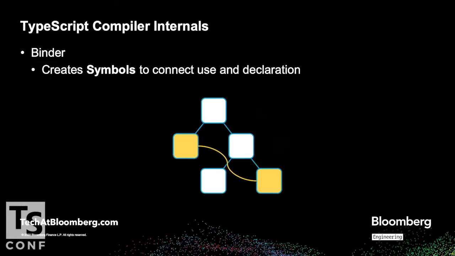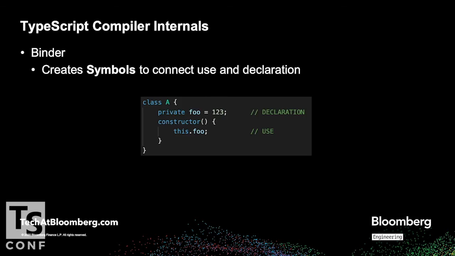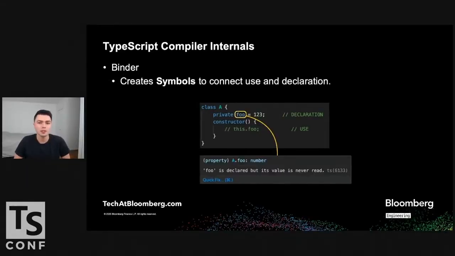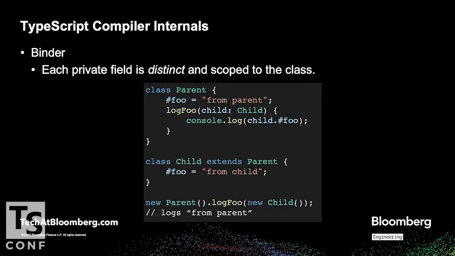The next phase of the compiler is called the binder. The binder creates symbols which connect the usage of something to its declaration. Symbols also contain information about the type of a declaration. So in this example, you can see this.foo is a usage of the foo declaration of a field in the class A. The binder is important for core editor features that you would expect, like being able to hover over a declaration and see what its type is, or being able to determine if something is being used or not. In order to implement private fields in the binder, we need to understand how the usage of a private field links back to its declaration.